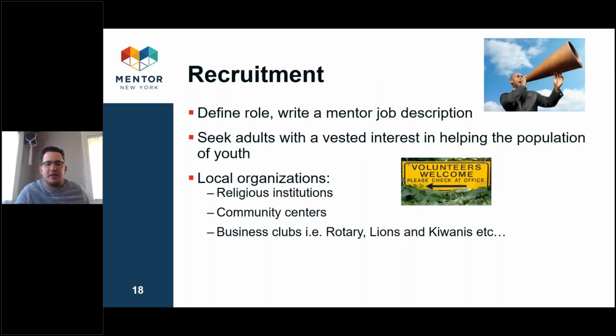So a few really specific things you can do is define that role, write a mentor job description, really break it down. I was working with a program that was having a really hard time doing recruitment for an after-school mentoring program.